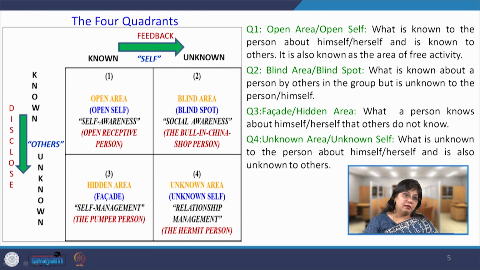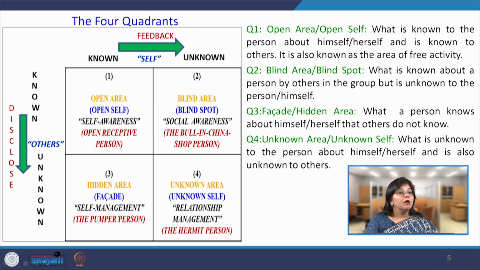Under such circumstances, the person can be pumped up so that he comes up with maximum information about himself. This is the pumper person. This is the characteristic of the pumper person. Whereas in the blind area, the other members can also withhold certain information from the person and keep him in the dark. Under such circumstances, again the person is not aware of himself or certain information. This is the blind area. And the fourth window is the unknown area, or the area of unknown self.